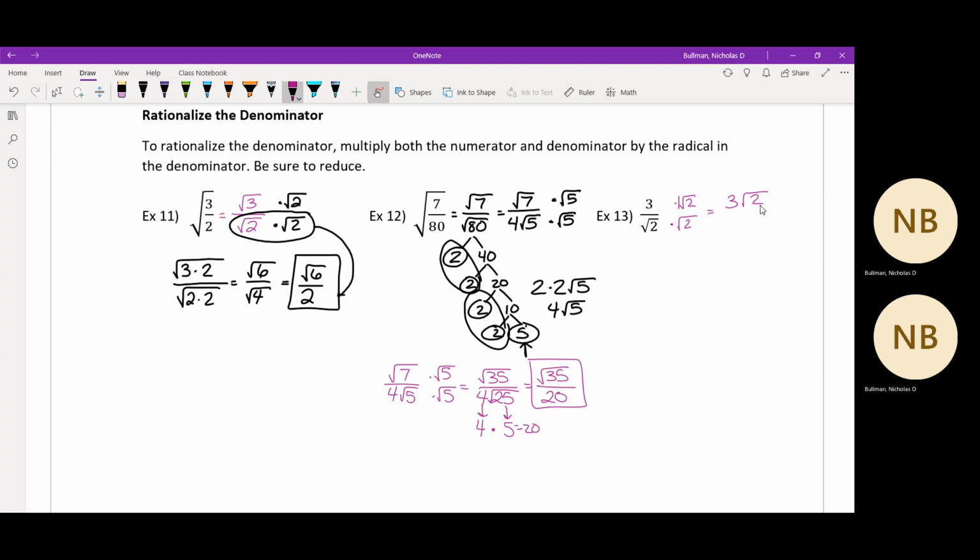All right, then I'm multiplying the bottom. Square root of 2 times square root of 2 gives me the square root of 4, which we know the square root of 4 is just 2.